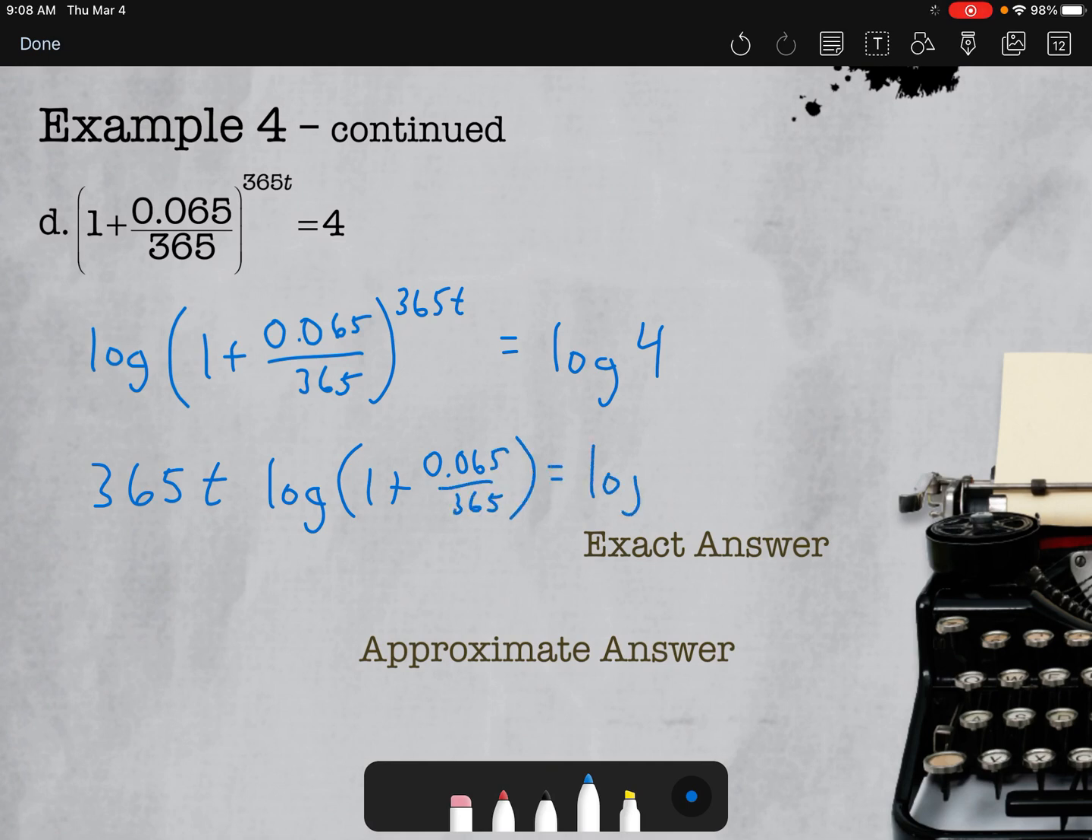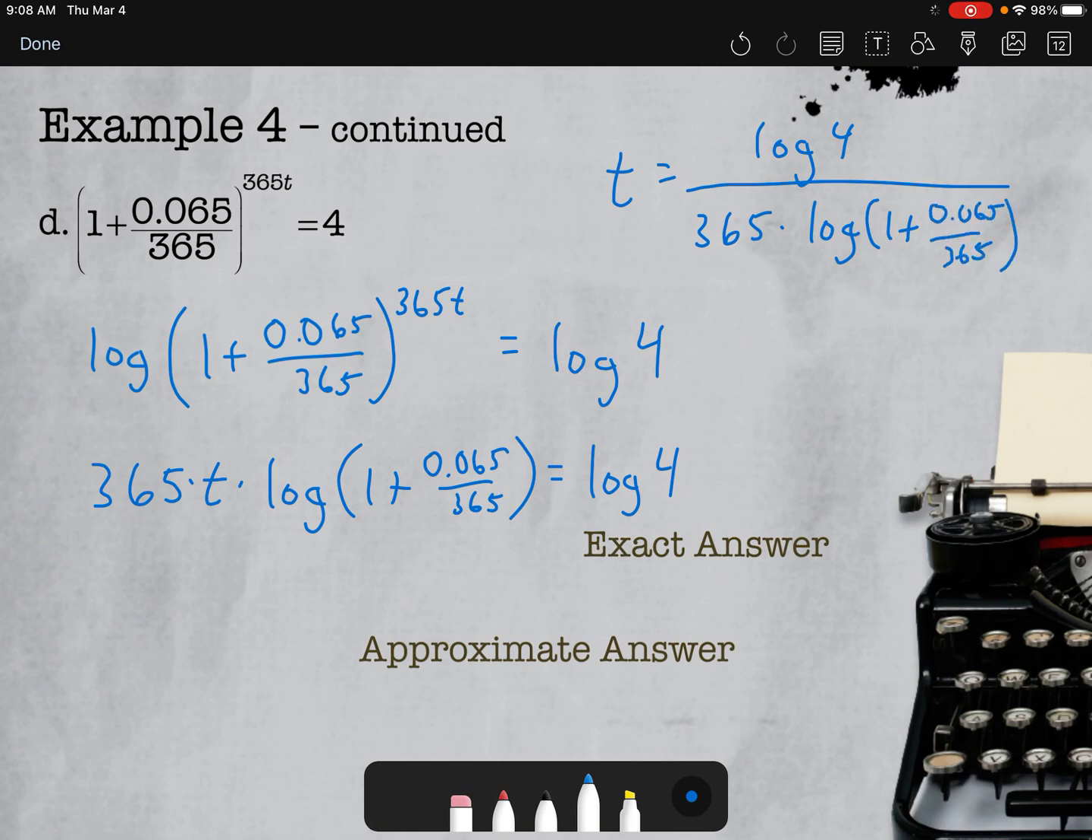And I'm afraid this decimal is too big. I really don't want to put that in my calculator because it might be too much to write. Now this is times and this is times. So how do you get t by itself? Well, how do you undo times? Well, we divide, right? So literally, t is the log base 4 divided by 365 times the log of 1 plus 0.065 over 365. So that would be our answer.